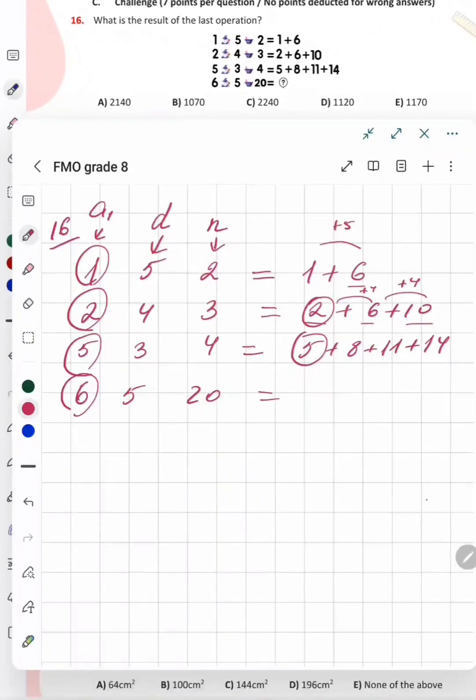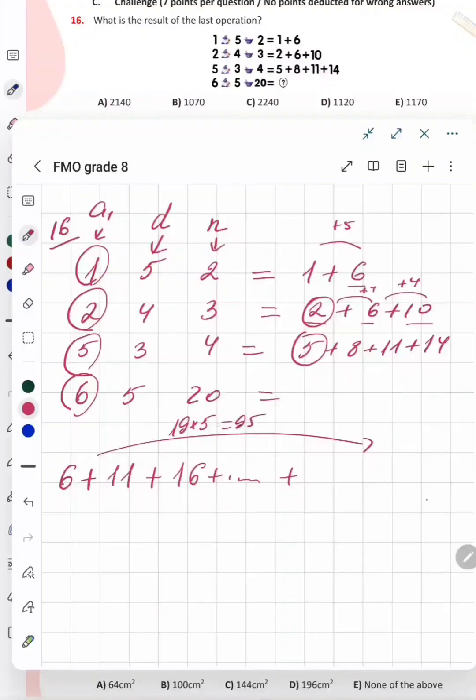So let's write the sum. 6 plus the next term with a difference of 5 is 11, plus the next term with a difference of 5 will be 16, and so on. To get the 20th term, we must add 19 fives, which is 95. 6 plus 95 will be 101. And the second-to-last term will be, if you subtract 5 from 101, 96.